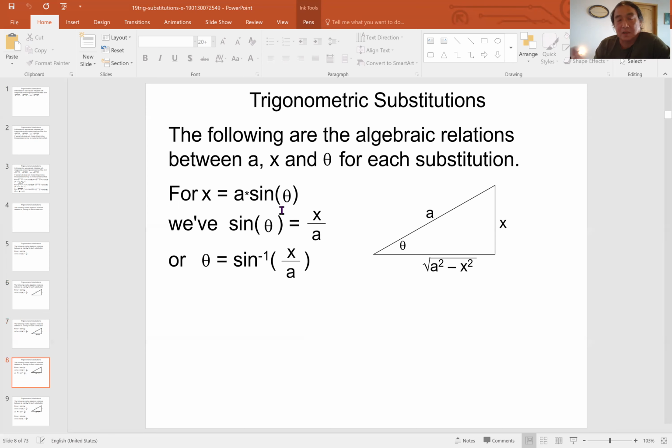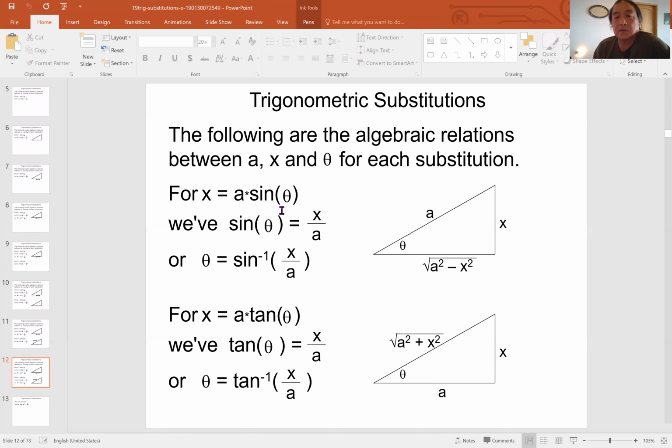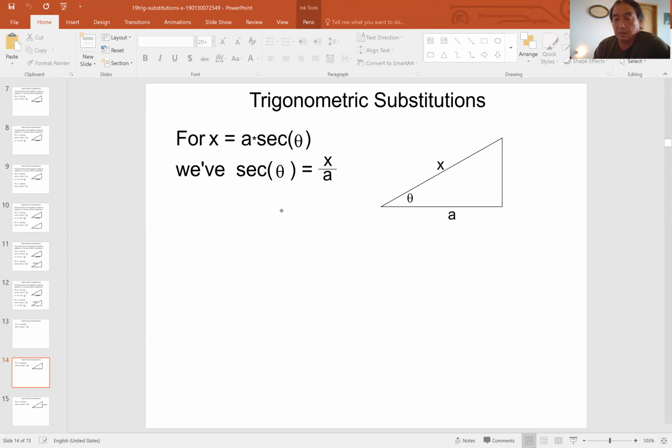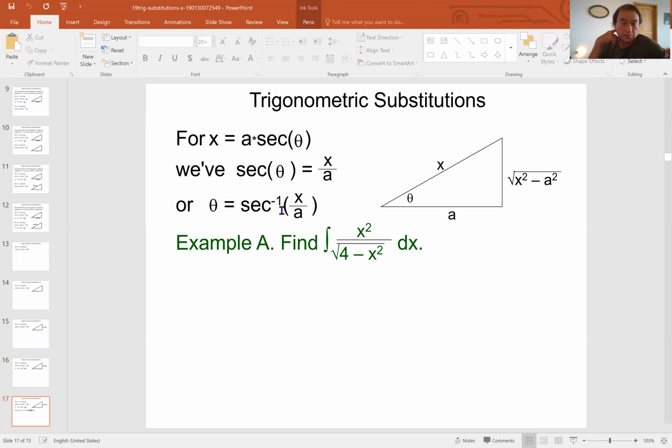Theta equals sine inverse of x over a. So this is the algebra, and that is the picture. After substitution, I need this chart to lead me back to the answer in x. You will see. We have this picture for each one of the substitutions, so it's easy to understand. Okay, let's do an example.